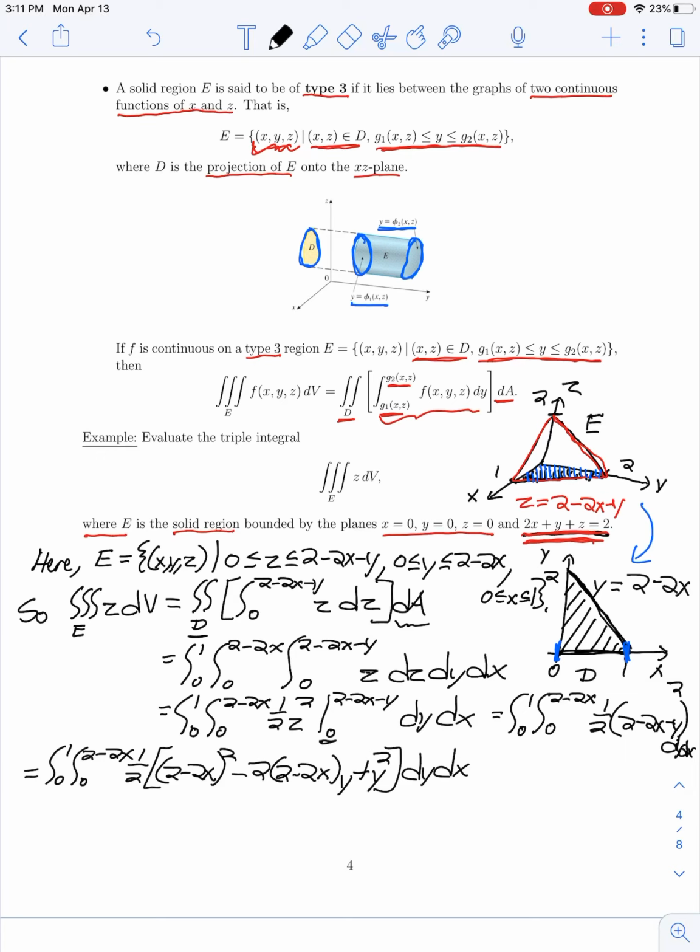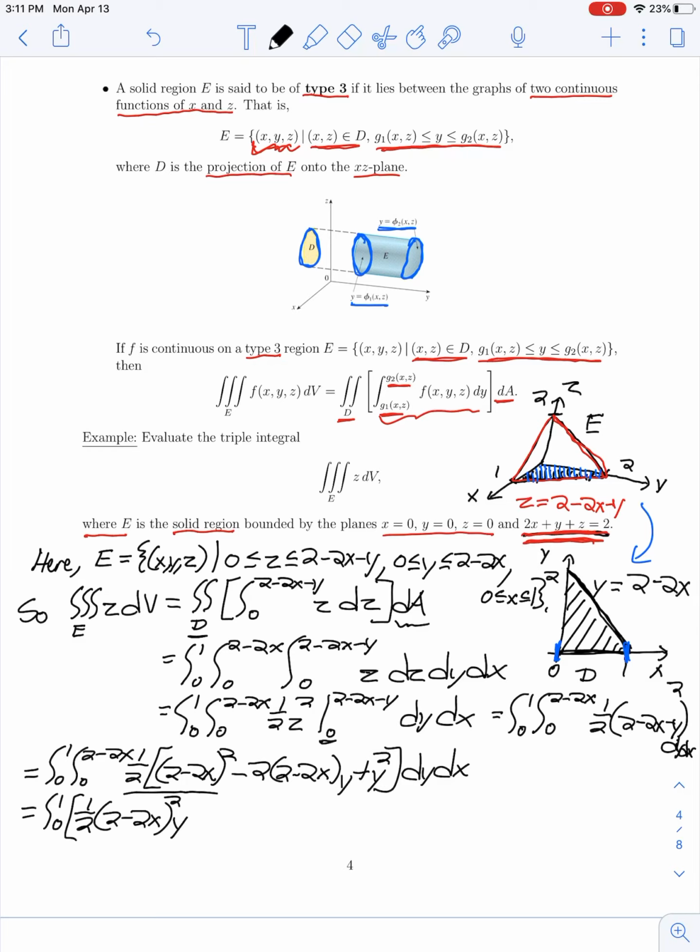Let's find our antiderivative with respect to y. So we have the integral from 0 to 1. And now finding our antiderivative with respect to y, well, this first term, 1/2 times (2 minus 2x) quantity squared, is constant with respect to y. So its antiderivative will be that constant, 1/2 (2 minus 2x) squared times y.